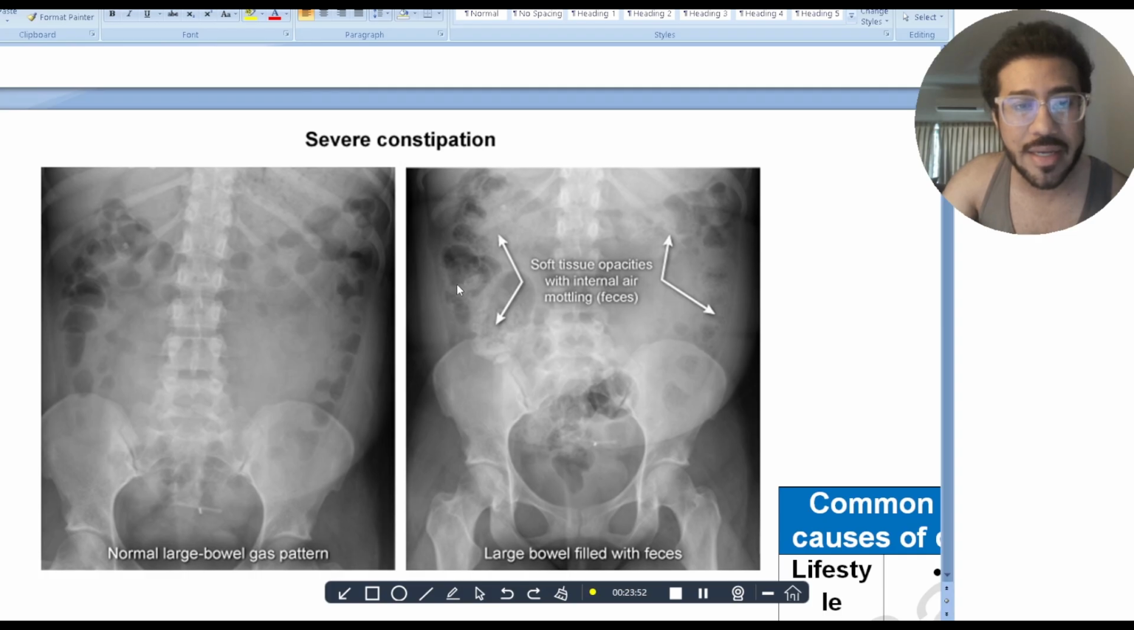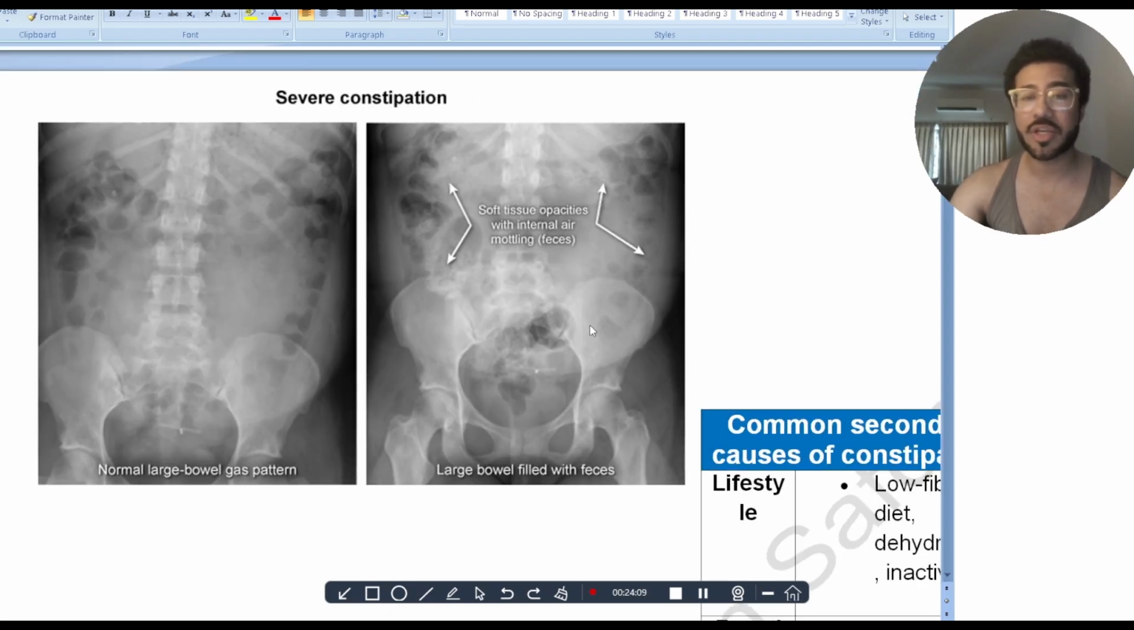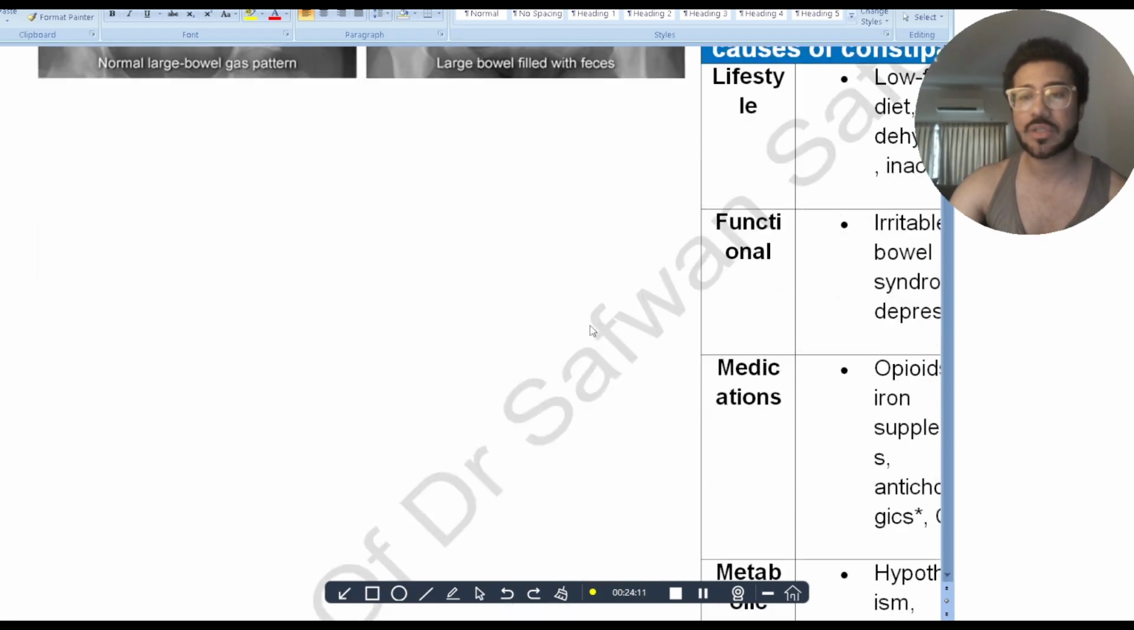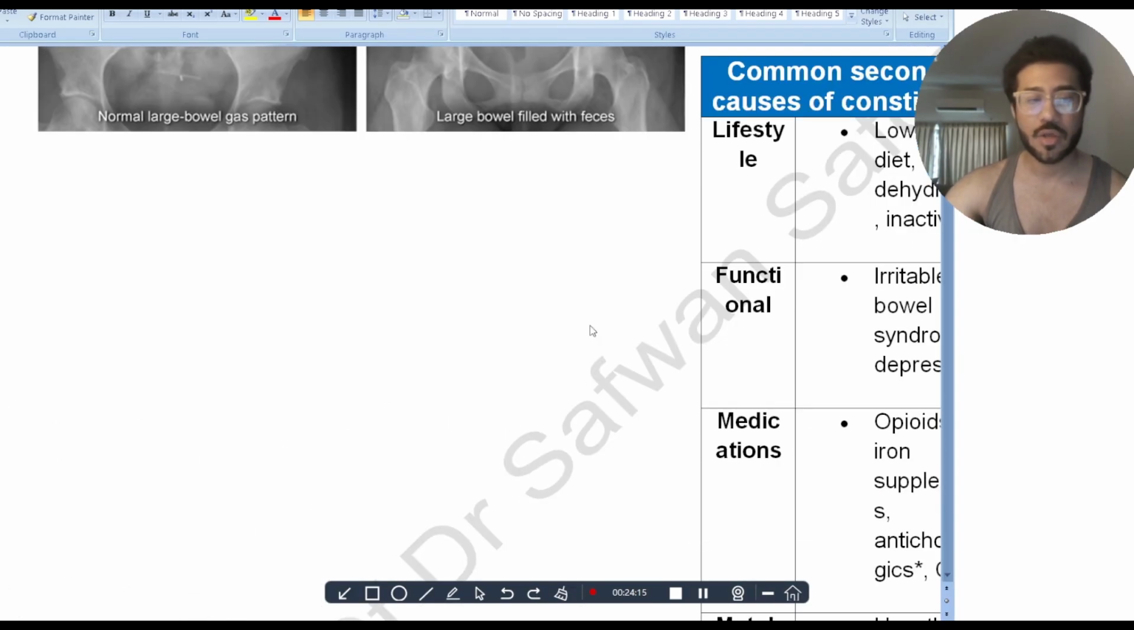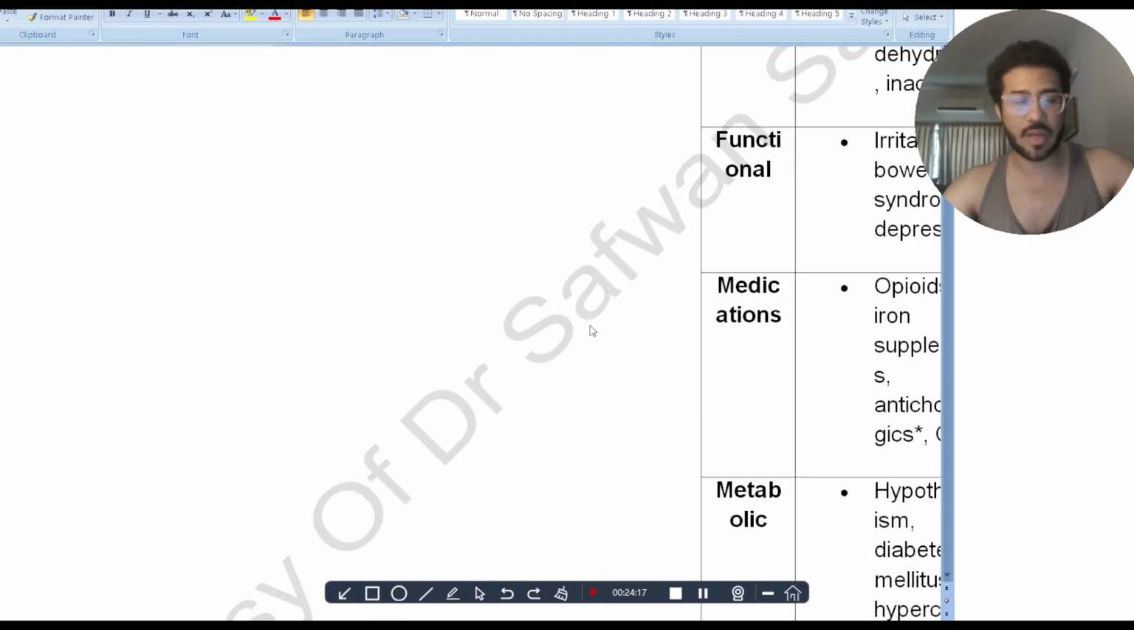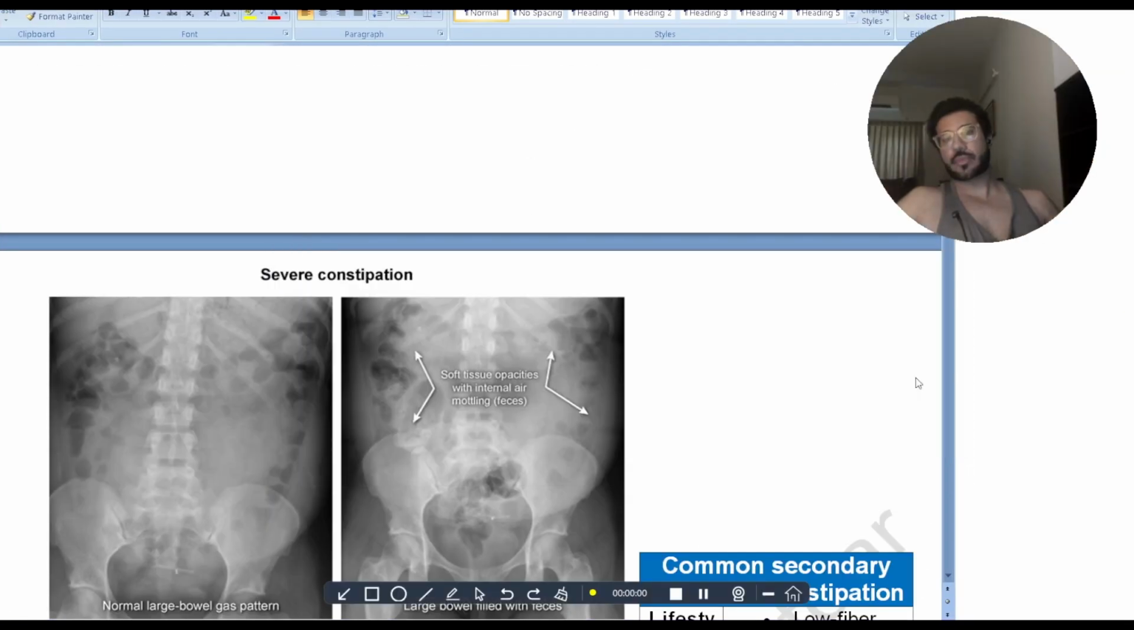Similarly you can see here as well, you have a grayish mass with black gas within it. So this is basically stool that has been trapped within the bowel. Combined with the clinical picture, you can make a diagnosis of constipation. So it's not just about the x-ray, you have to combine other things as well, and that is what confirms it.